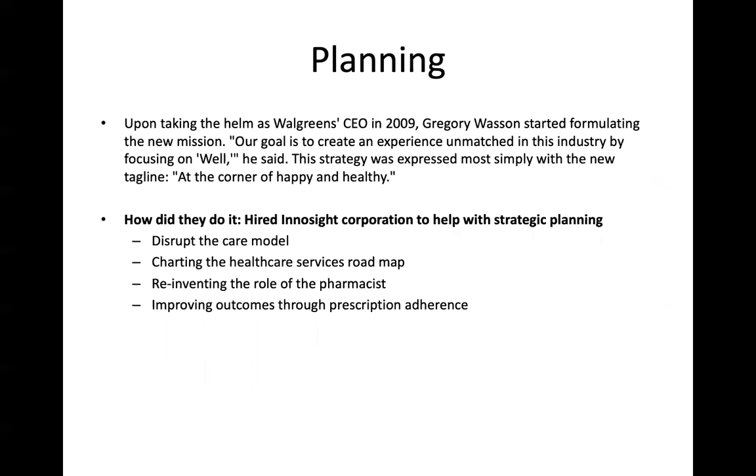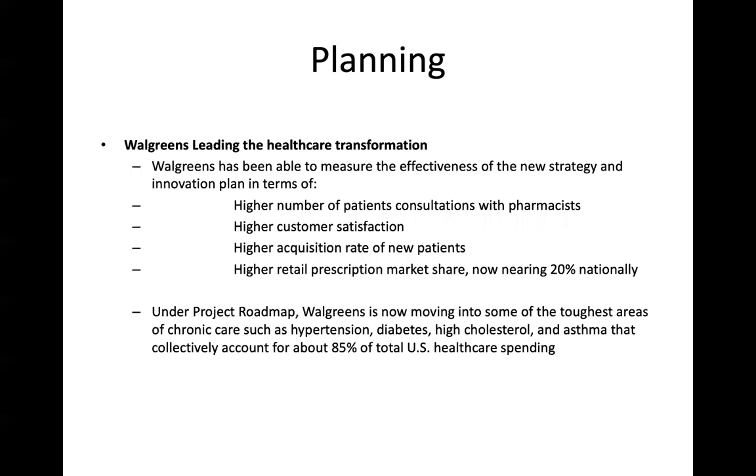And this is what their mission was. Our goal is to create an experience unmatched in this industry by focusing on well. He said this strategy was expressed most simply with a new tagline: at the corner of happy and healthy. And I'm sure you've heard that in the commercials for Walgreens. And how did he do it? He first hired Insight Corporation to help with the strategic planning. He wanted to disrupt the care model. He wanted to chart the healthcare services roadmap. He wanted to reinvent the role of the pharmacist, and he wanted to focus on improving outcomes through prescription adherence. Some of these we've already talked about. And so those were his strategic plans of how to get there.